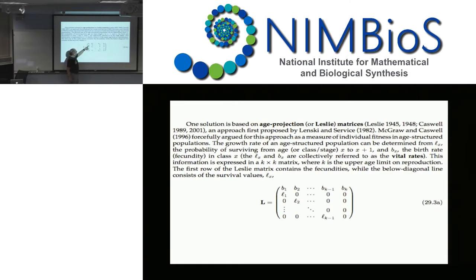I said it wrong. This is the chance of going to 2. This is the chance of going to 3, and this is the chance to go to the last step. And so this is a way basically of modeling population growth. It's called the Leslie matrix.